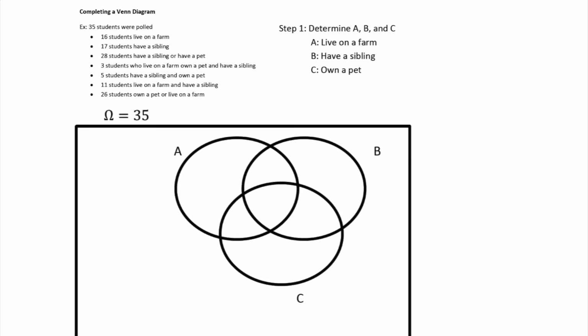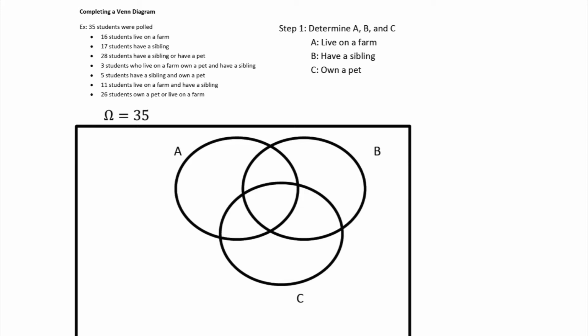Our first step to solving this is to first of all determine what A, B, and C are going to be. So in this case, we're going to say that A is live on a farm, B is have a sibling, and C is own a pet. Our next step is to turn each of these statements into set builder notation using the A, B, C, union, and intersection symbols. Let's start off with the 16 students live on a farm.